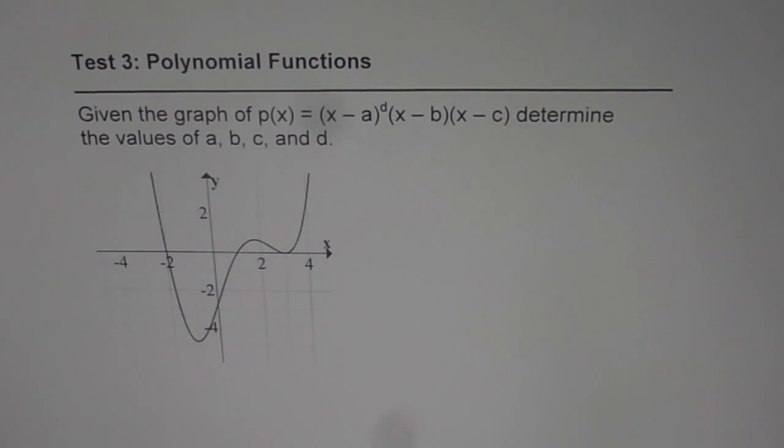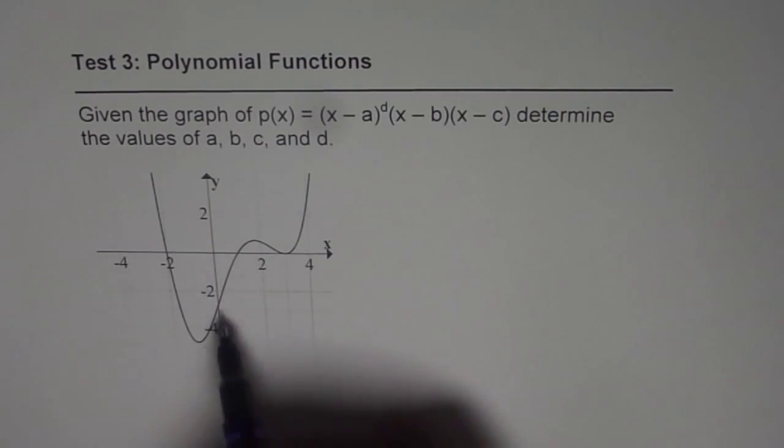I'm Anil Kumar, and here is an excellent question from the test paper. Given the graph of a polynomial p of x equals x minus a to the power of d times x minus b times x minus c, determine the values of a, b, c, and d.